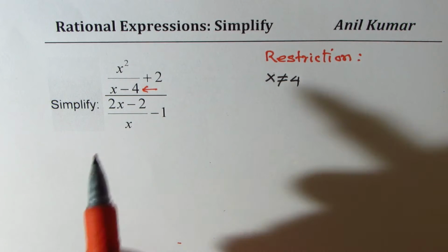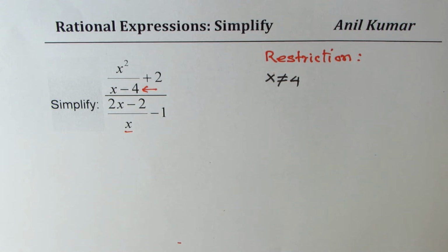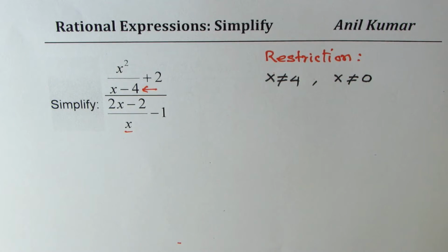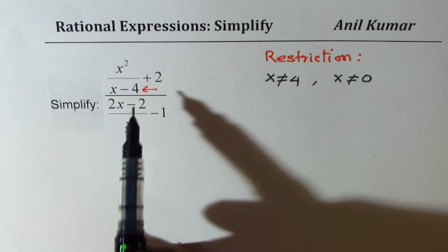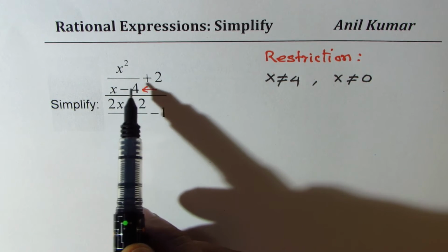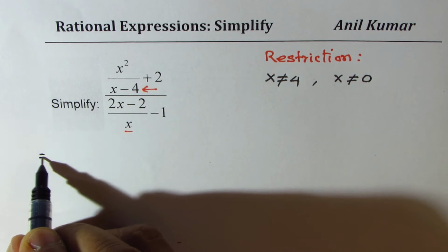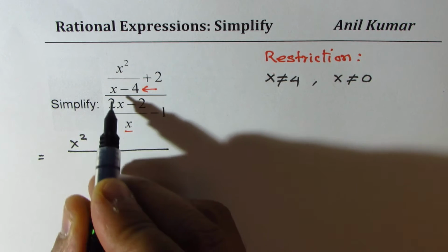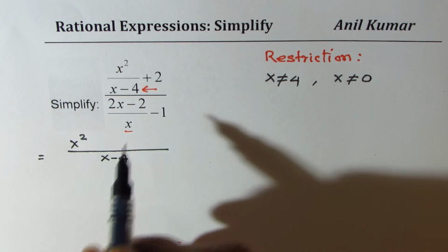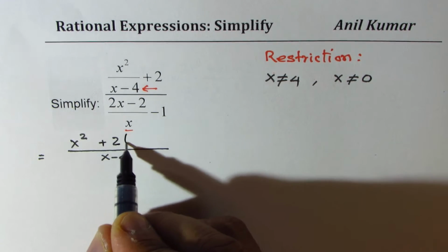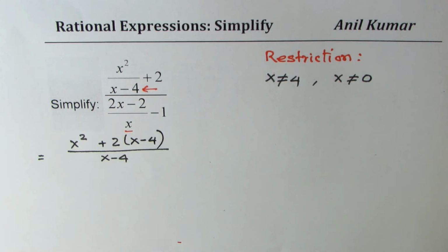The second restriction comes from this point, x, right? This is also in denominator, and we say x is not equal to 0. We'll actually get more restrictions as we solve this particular type of question. So let's see how. So the numerator here, I could take a common denominator of x minus 4, right? So let's do it. So we could write this as x squared. We are taking common denominator x minus 4. That means this 2 is going to get multiplied by x minus 4. So plus 2 times x minus 4, correct?